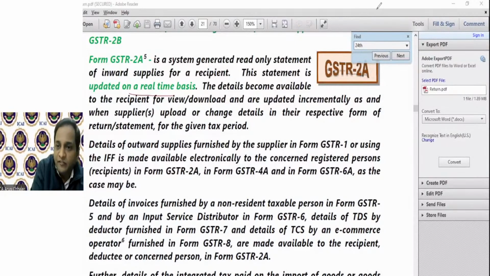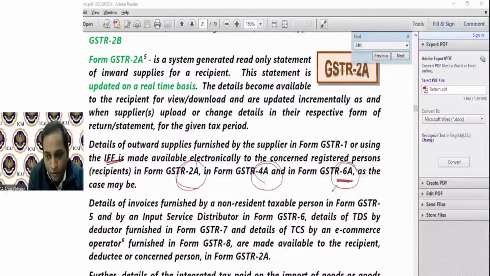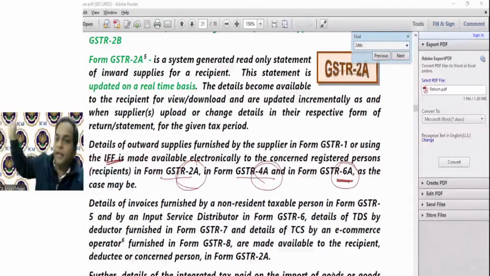So the benefit and the reason of the GST IFF is the corresponding details would be available in the 2A or 4A or 6A. GSTR 6 would be for input service distributor, GSTR 4 would be for composition levy, and the GSTR 2 for regular taxpayer. I am making the supply to any of the party. I will upload the detail in the GSTR 1. The same would appear in the GSTR 2A in case of regular taxpayer, 4A in case of the composition taxpayer, 6A in case of the ISD.